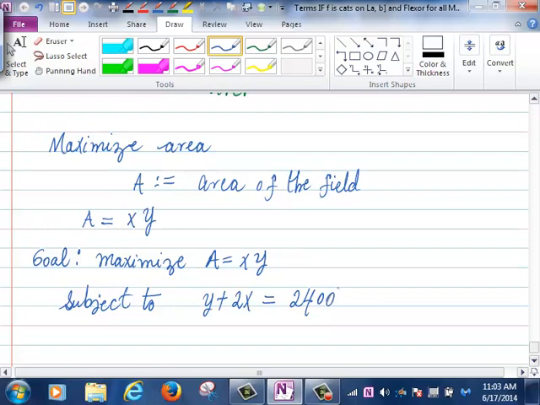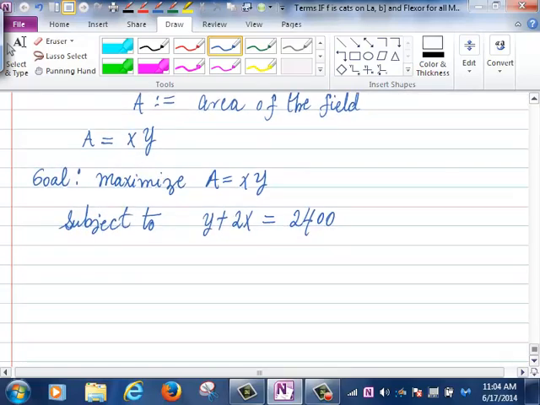Okay. So I have to maximize the area subject to this restriction. Now the area is expressed in terms of two variables, right? X and Y. In calculus 1, we don't know how to deal with a function depending on two variables, right? So we can only deal with one variable function. So the first step would be to express the quantity that you are trying to maximize or minimize in terms of one variable only. Okay. So can I do that here?